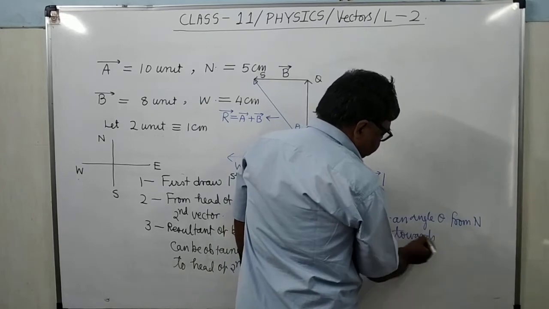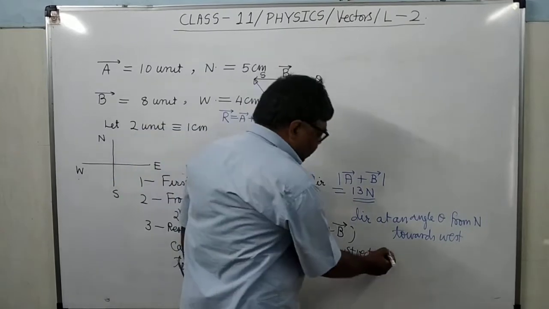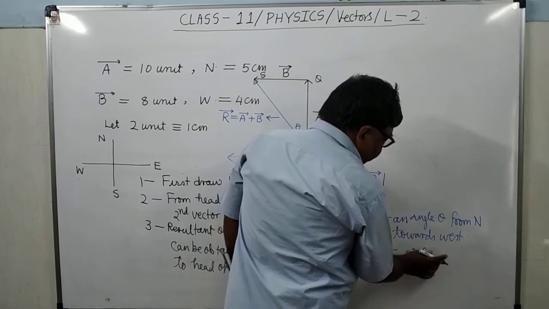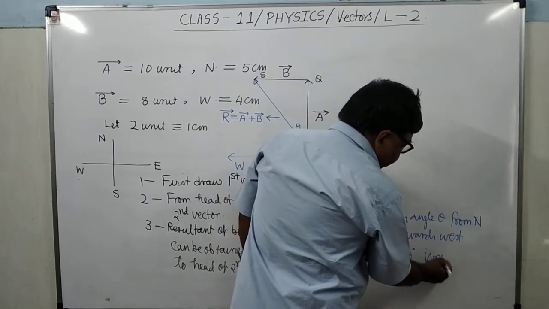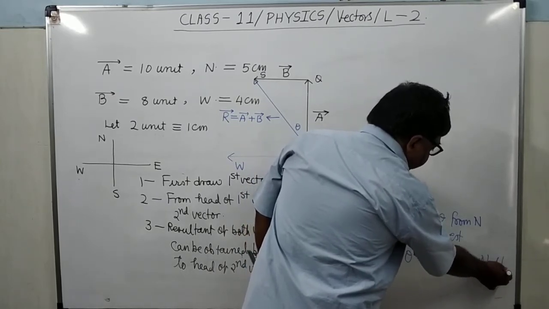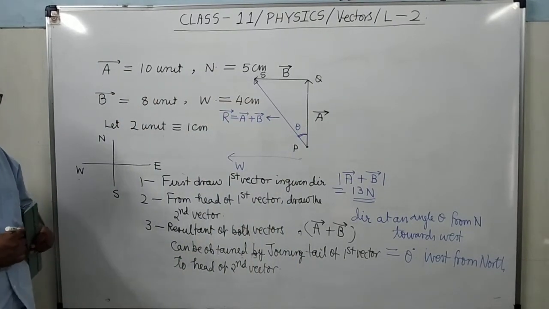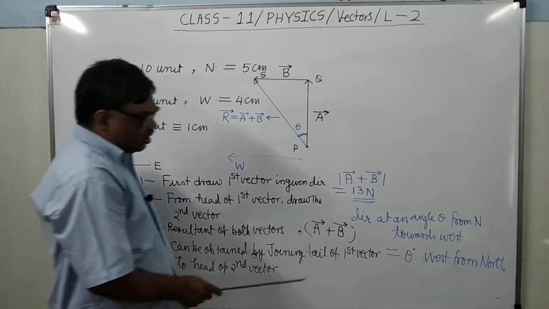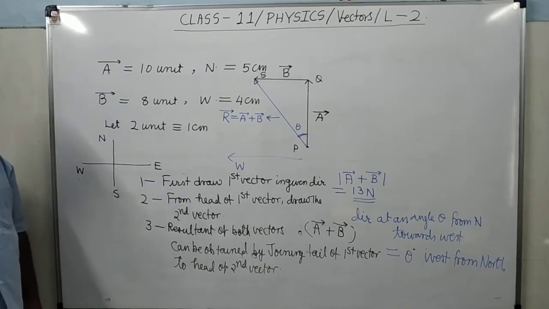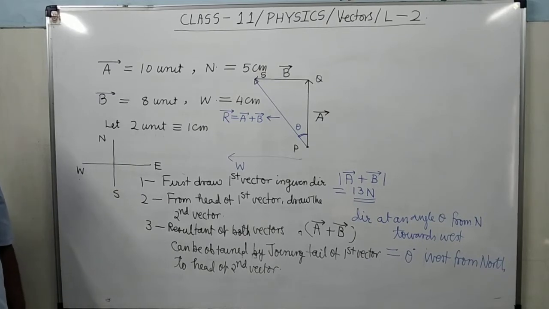And how will you write? In physics, this is written as theta degree west from north. In physics, this thing is written this way. It's clear? Theta degree is from where? In the previous lecture I told you, theta degree from the north, in the west direction. So this is representing vector A plus vector B.